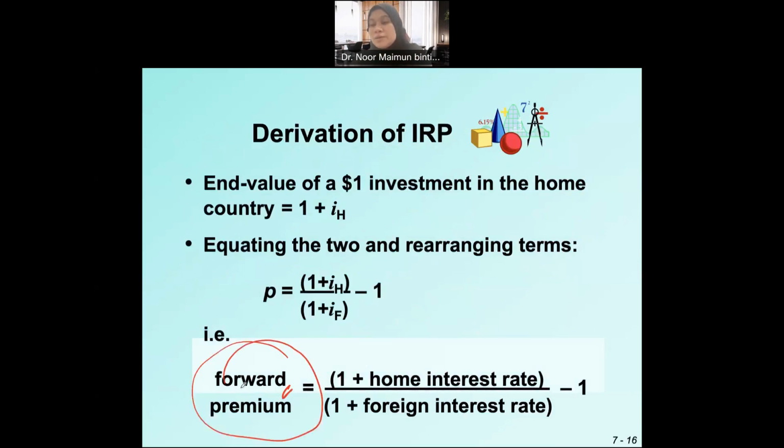Actually, I don't really stress the calculation, because in the final exam, I didn't put any calculation questions. It is all managerial or theory part only.